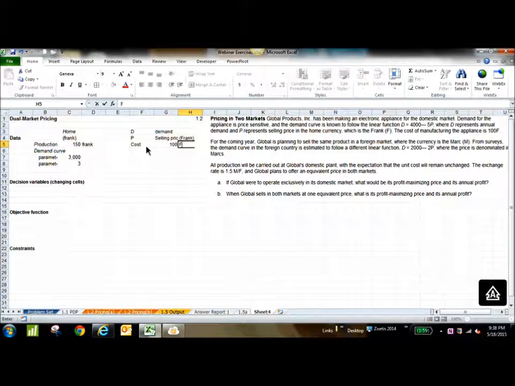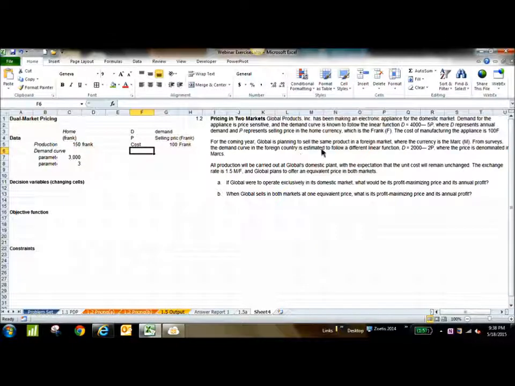For the coming year, Global is planning to sell the same products in the foreign market, where the currency is the mark. From surveys, the demand curve in the foreign country is found to follow a different linear function. And that is why it's important to read through the announcement page, because I try to simplify these exercises for you. Okay? The A section should be on its own sheet, where the B section should be at a different tab, just like you see here.